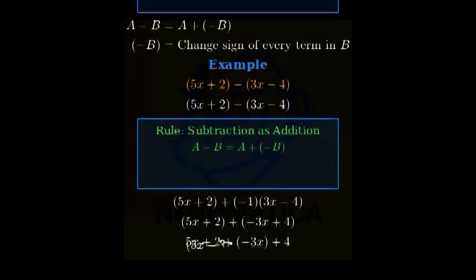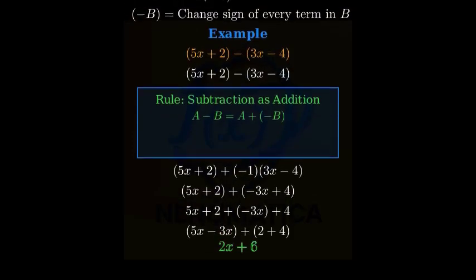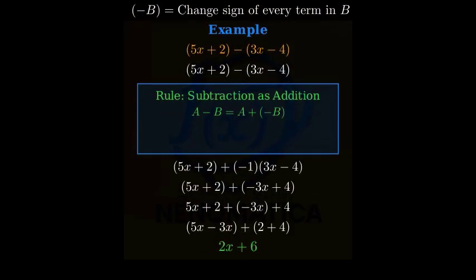Now we can combine like terms. 5x plus negative 3x equals 2x, and 2 plus 4 equals 6. So our final answer is 2x plus 6. Let's try a slightly more complex example.